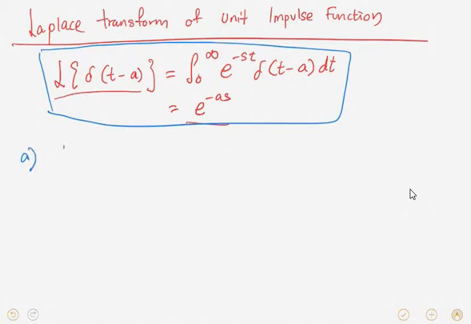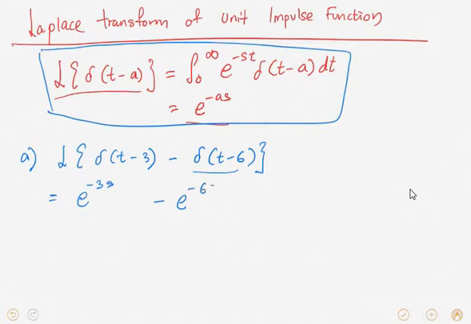Let's say you have the Laplace transform of delta(t minus 3) minus delta(t minus 6). What will be the answer? As you know, the Laplace transform of delta(t minus a) gives e to the negative as. So for delta(t minus 3), as a is equal to 3, you obtain e to the negative 3s, and then minus delta(t minus 6), where a is 6, so you have e to the negative 6s. Okay, we directly solve the question.